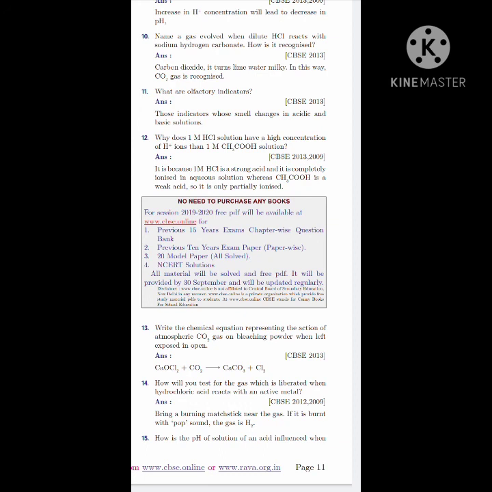So HCl we call a strong acid because dissociation occurs fast, whereas CH3COOH is a weak acid, so it is partially ionized. The H plus ions are not completely ionized. In the case of HCl, dissociation is complete in one step, as I have explained. Dissociation takes place only in the first step. That is why HCl is said to be a strong acid.